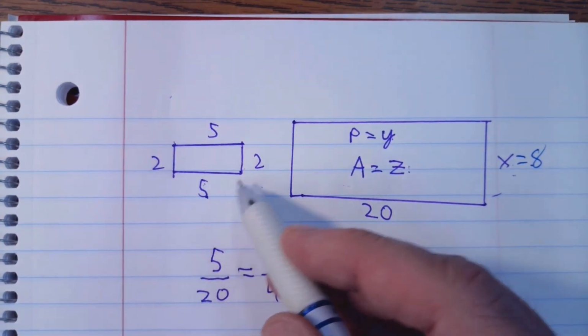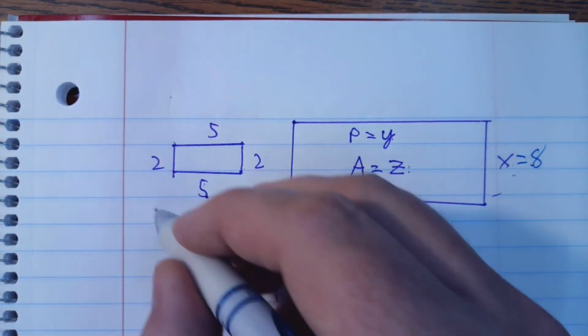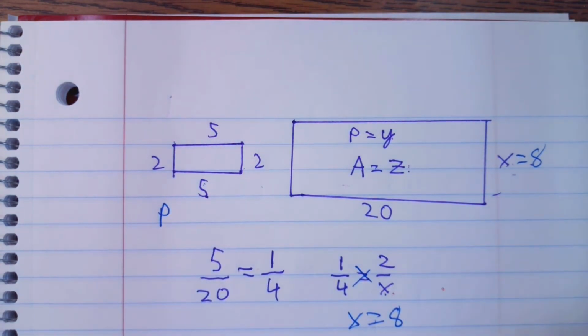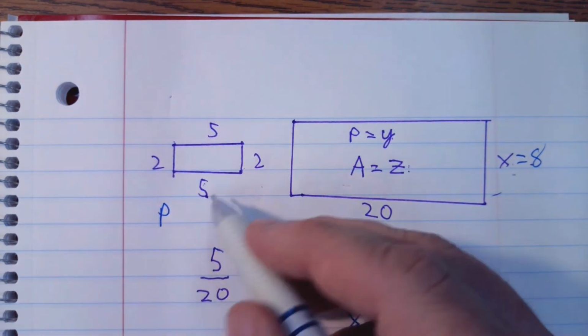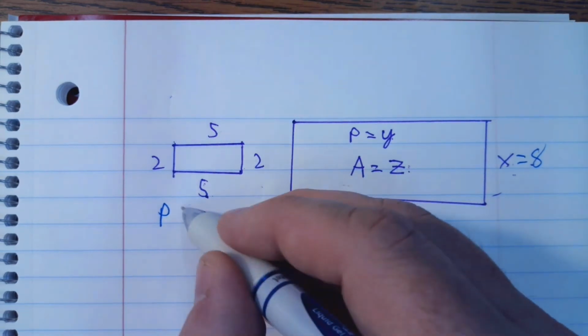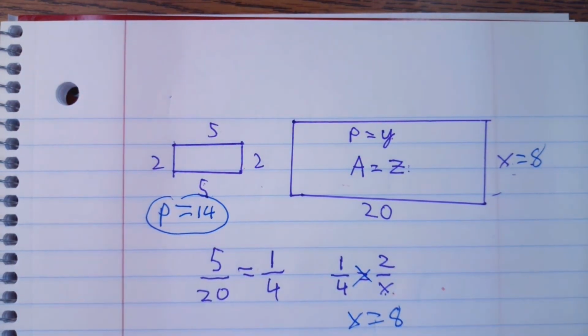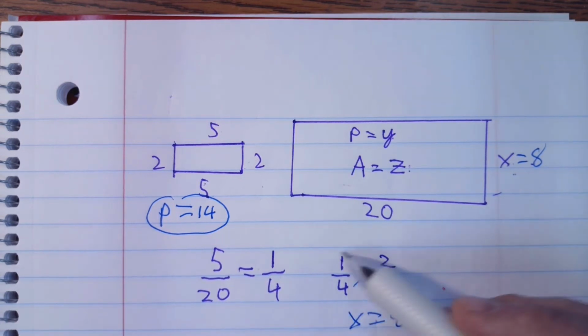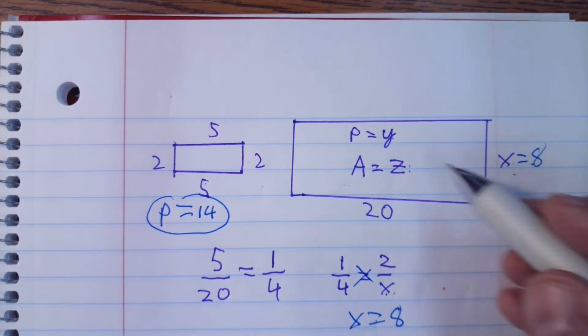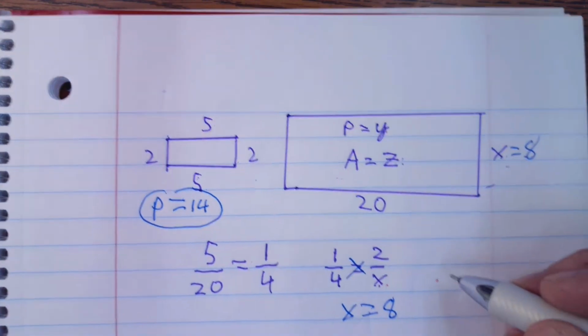All right, what do you think the perimeter of this shape is? 5 plus 2 plus 5 plus 2, that's what, 14? Theorem 8.1 basically said that the ratio of the two perimeters is equal to the ratio of the two lines. So basically the ratio is the scale factor, right? I already determined the scale factor, it's 1/4. So to find the perimeter, which is y here, I just do this.